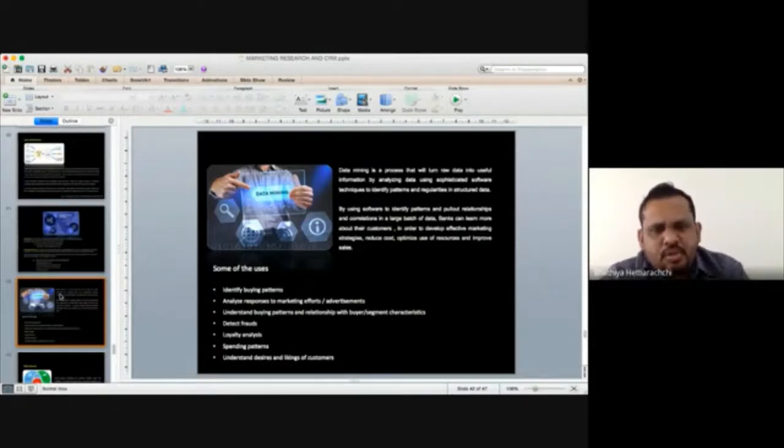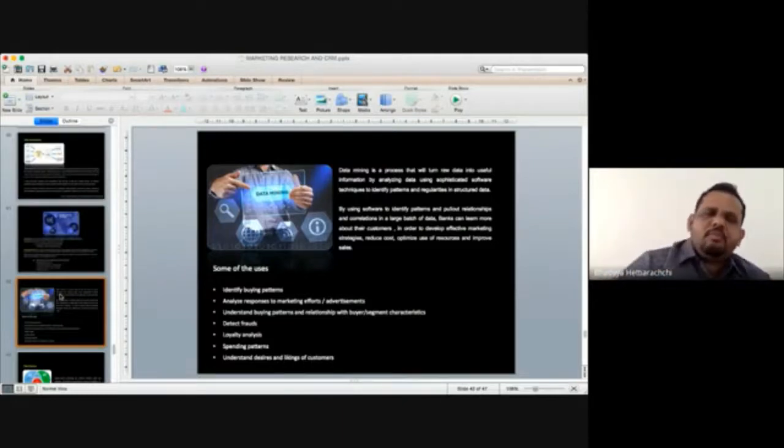Then analyzing responses to marketing efforts. So when there is an advertisement promotion, what is the reaction? Right? And when there is a Pizza Hut promotion, what is the reaction and what is the cost? When it comes to a clothing promotion, what is the reaction? What is the cost? Then detect frauds. Right? So basically, by looking at the transaction patterns and abnormalities, you can detect frauds. Then loyalty analysis, right? How well the loyalty programs are working. Then spending patterns. Then understand the desires and likings of the customer. So all these are possible with data mining.